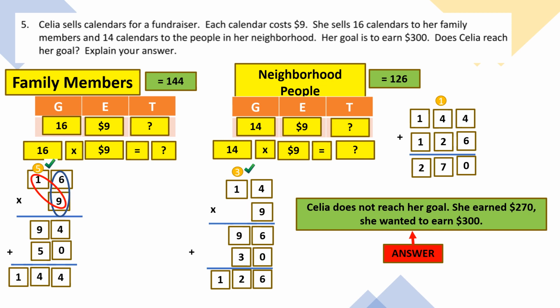Now go ahead and pause the video so that you can write down your solution or so that you can check your solution against my solution to make sure that it's correct.